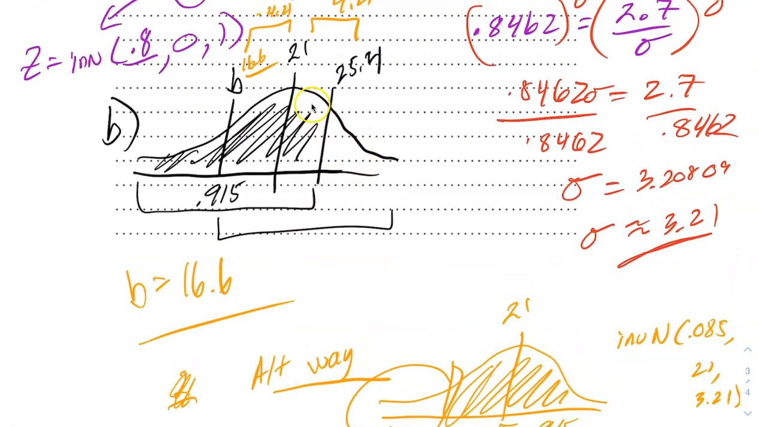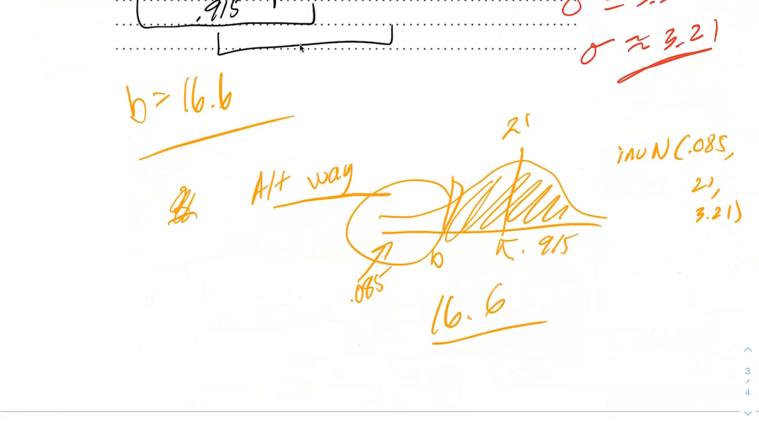One way is, again, the normal distribution graph is symmetrical. So the distance from here should be the same distance from here, since they cover the same area. So you just figure out the symmetry behind that. Or do the way we've been doing it, inverse normal.